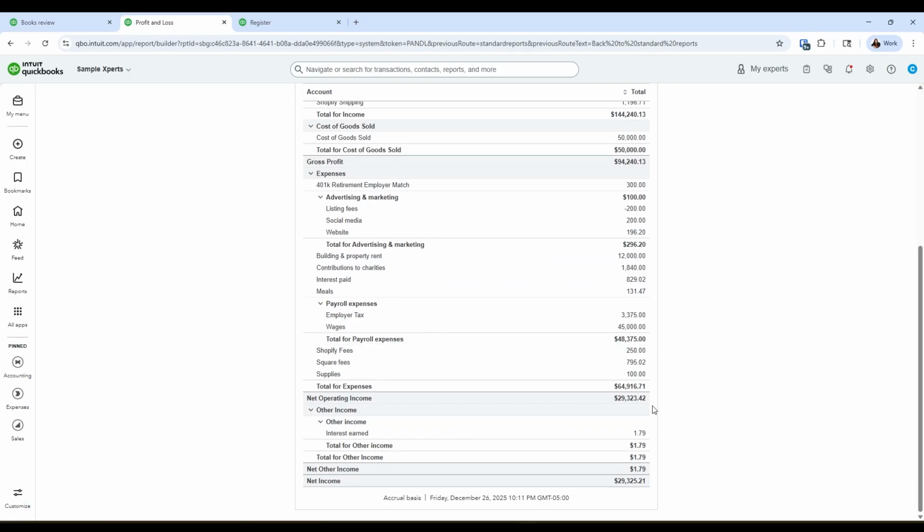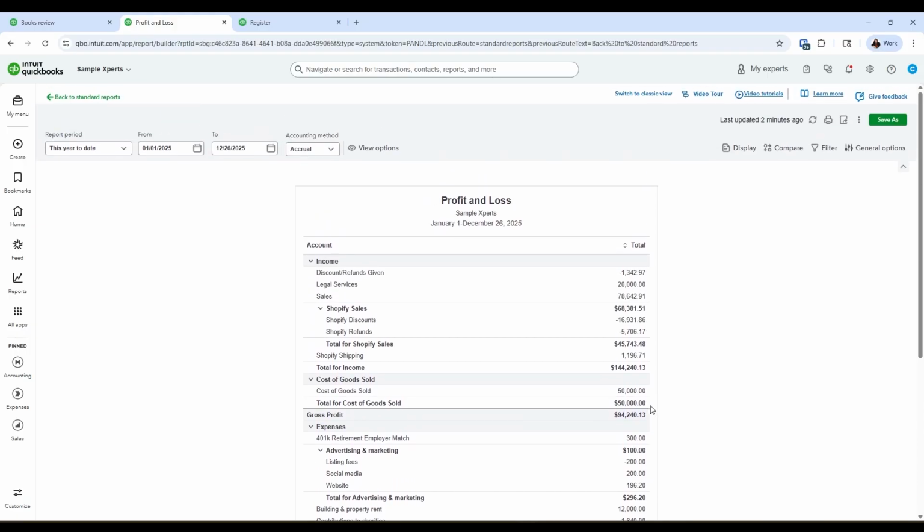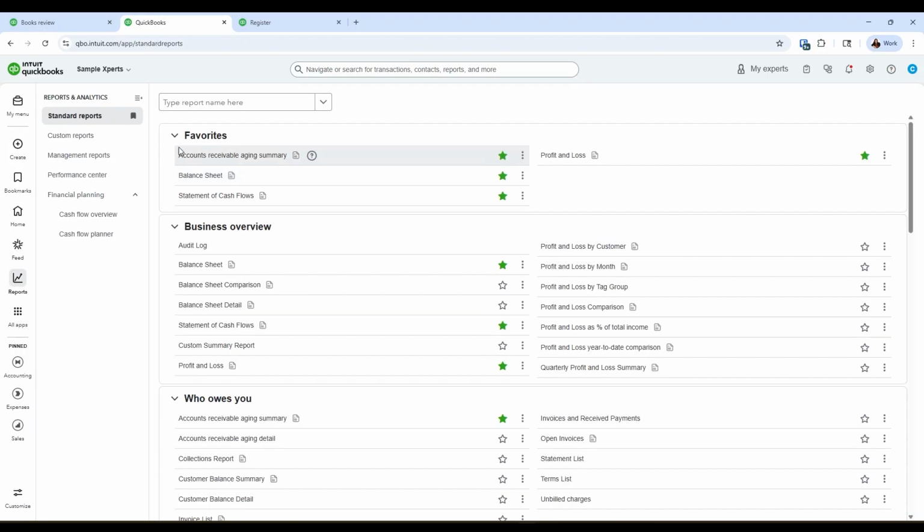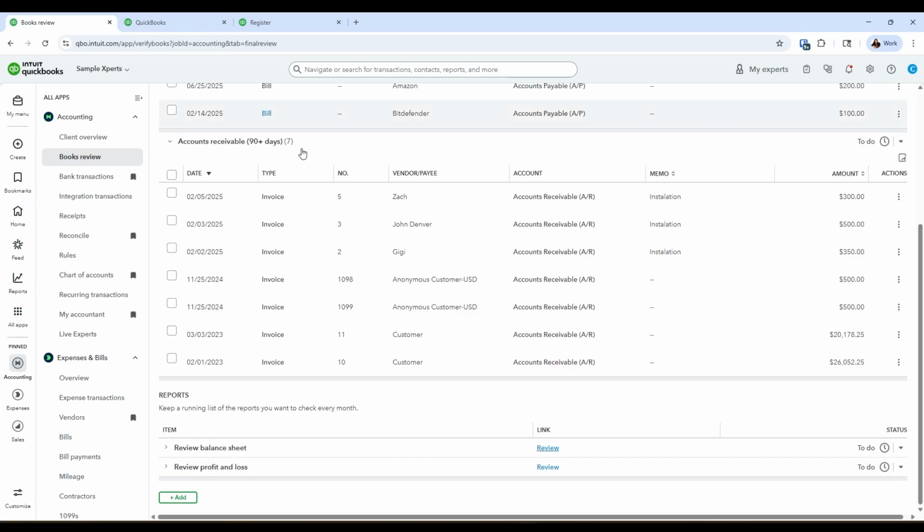Make sure that those expenses reflect what they should be and that there is no negative amount except for those transactions that we talked about. Okay, so this should be one of the last things we did, so we're going to go back to books review.